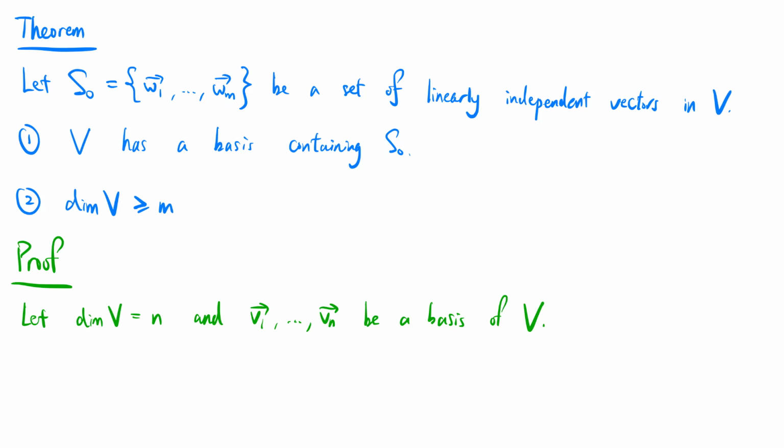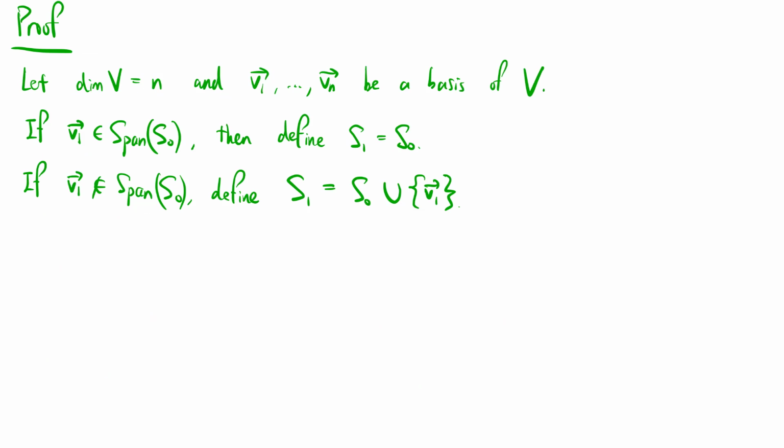To prove this, let the dimension of V equal n, and v1 up to vn be a basis of V. If v1 is in the span of S0, then define S1 equals S0. If v1 is not in the span of S0, then define S1 to be S0 union {v1}.